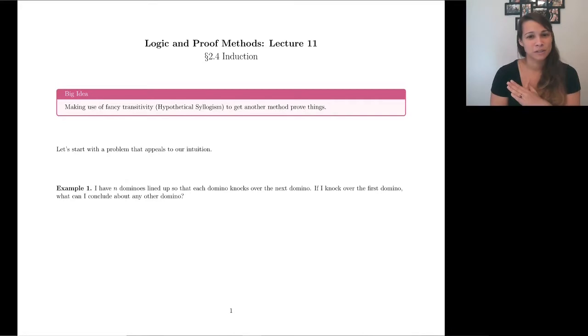Today we're going to be using fancy transitivity from our rules of inference. Remember, P implies Q, Q implies R, then we get that P implies R.